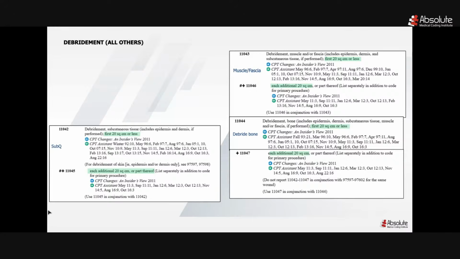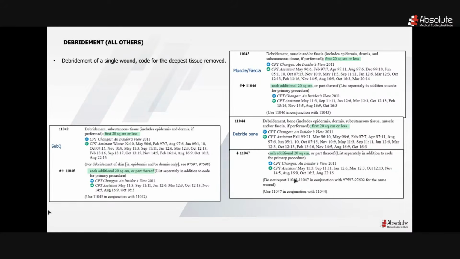And then we have a bone debridement. So the codes used are 11044 that is for debridement of bone, including all the overlying tissues for the first 20 square centimeter or less, and 11047 that is for each additional 20 square centimeter reported with 11044. All right.